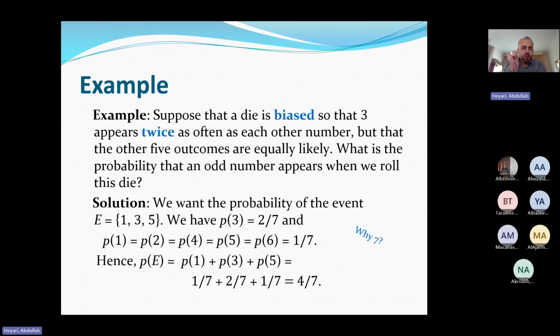And 3 occurs twice as often as the others. So let's count the portions. How many portions do we have? What's the probability for 1 to appear? Who would like to answer this? Generally, for a fair die, for 1 to appear is like for any other number to appear, which is 1 over 6.